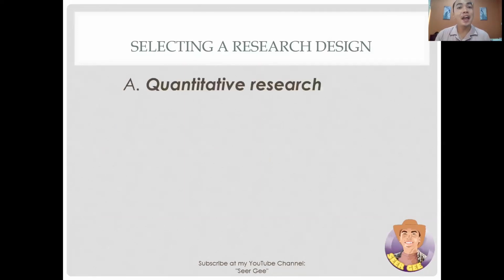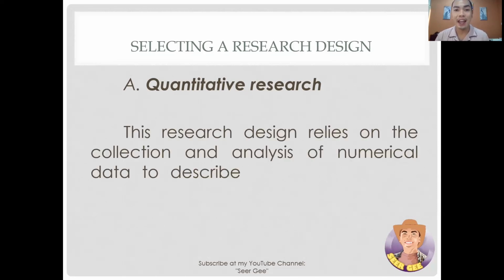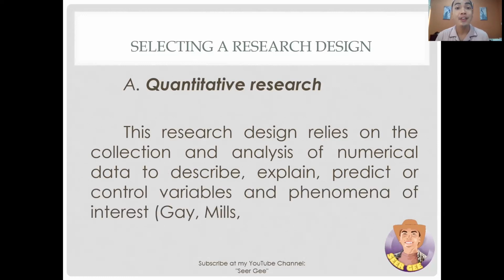Let's discuss first the quantitative research design. According to Gay, Mills, and Airasian 2009, this research design relies on the collection and analysis of numerical data to describe, explain, predict, or control variables and phenomena of interest. If you need to test objective theories through examining the relationship among the concerned variables, the appropriate design you should use is quantitative.